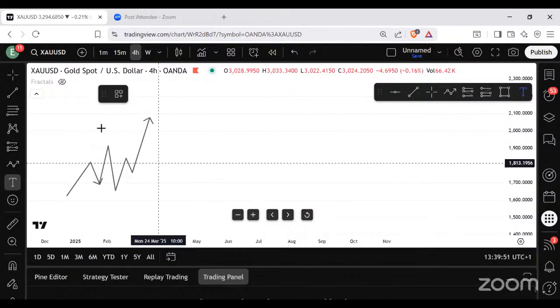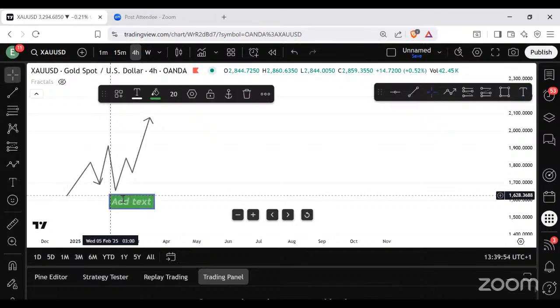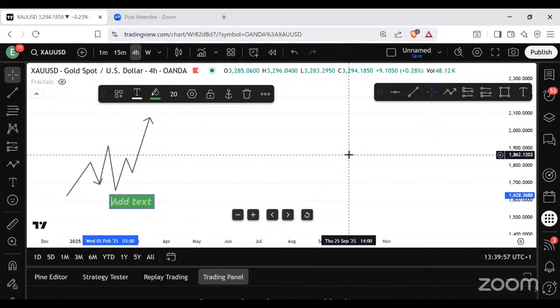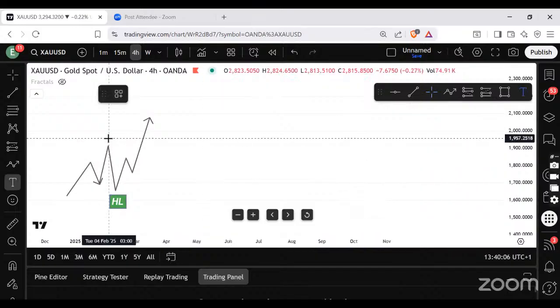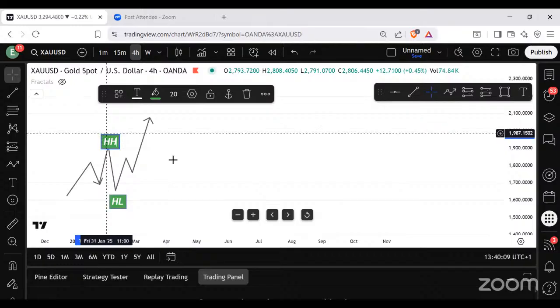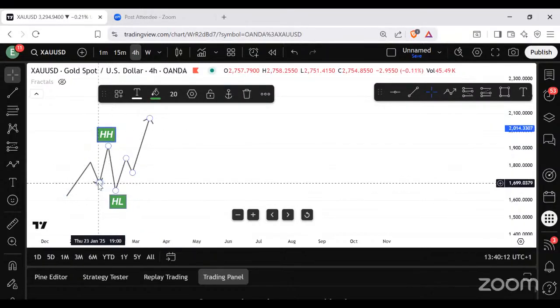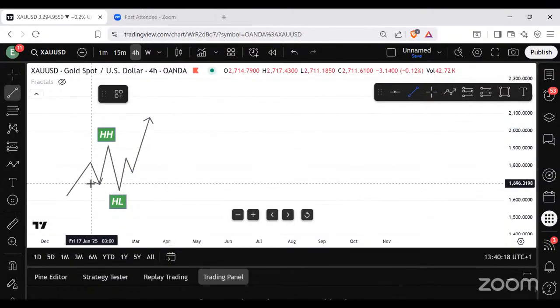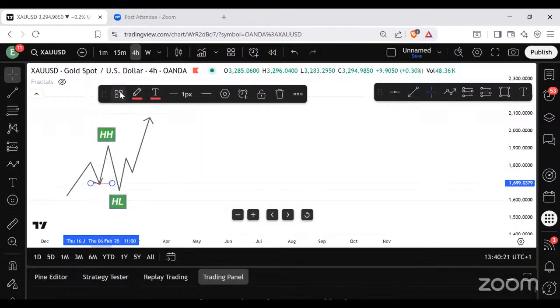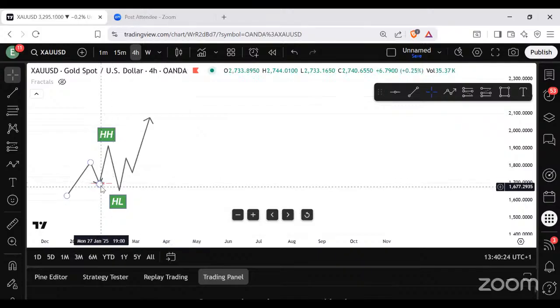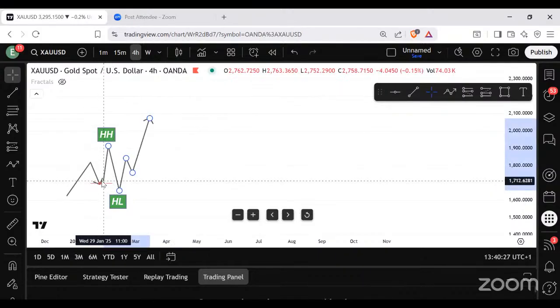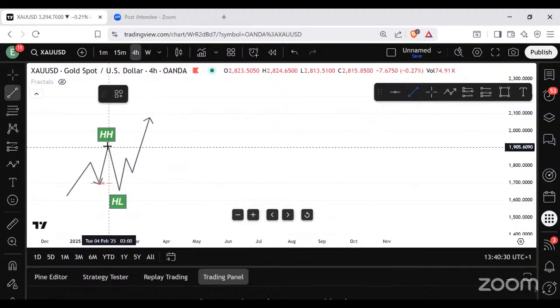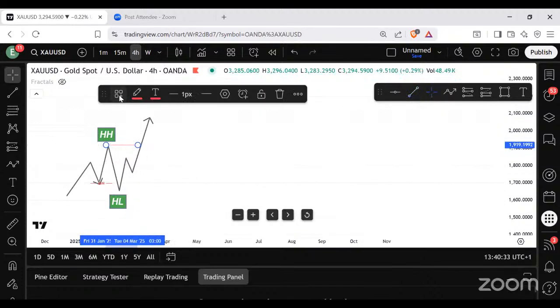So looking at what we have here. Fair high. Yeah, because this is inducement, inducement right here. So that's the correction. Inducement and correction. This break of structure. Exactly. That's the break of structure.